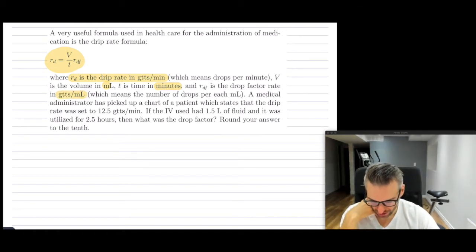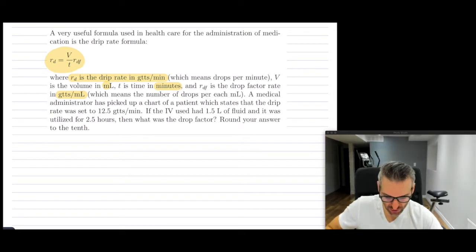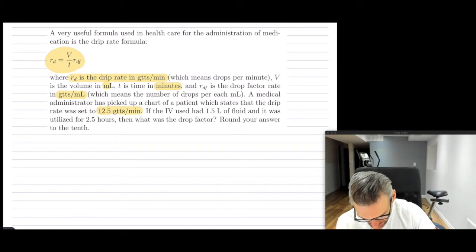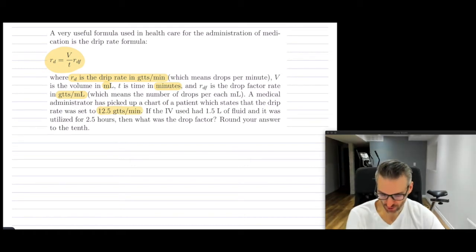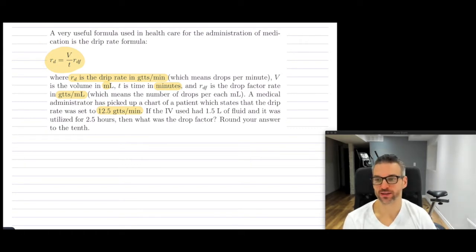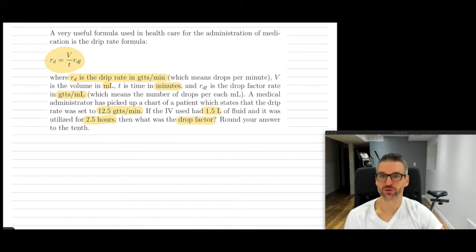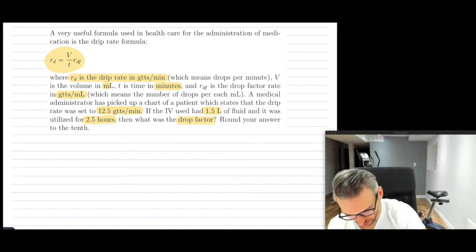Now, a medical administrator has picked up a chart of a patient which states that the drip rate was set. Here is their drip rate: 12.5 drops per minute. The IV used had 1.5 liters of fluid, and it was utilized for 2.5 hours. So we have volume and time, and we want to know what the drop factor was. Then round our answer to the tenth. Okay, so let's do it.